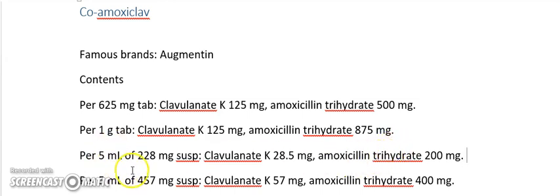And per 5 milliliters of 228 milligram suspension, we have clavulanate of 28.5 milligrams and amoxicillin trihydrate of 200 milligrams. And per 5 milliliters of 457 milligram suspension, you have clavulanate potassium 57 milligrams and amoxicillin trihydrate 400 milligrams.